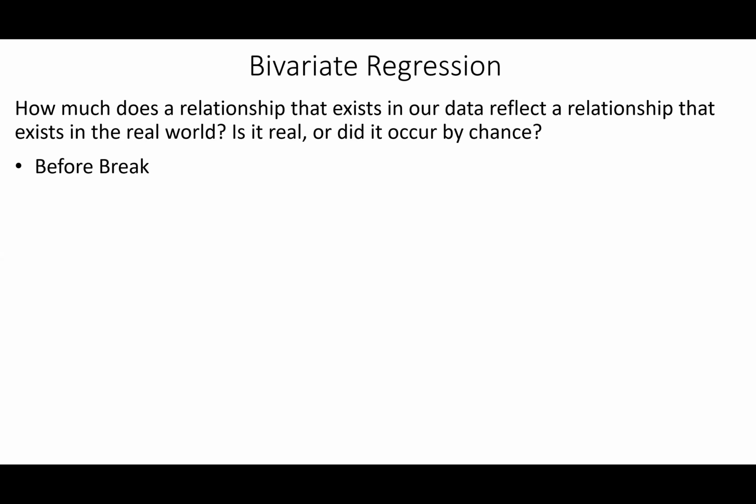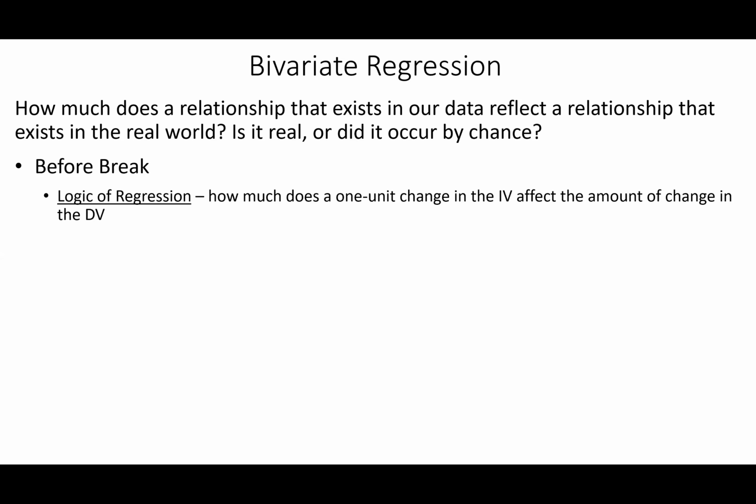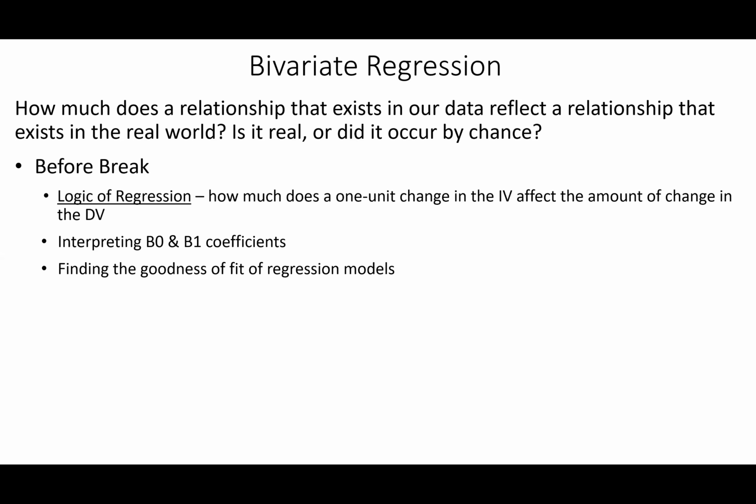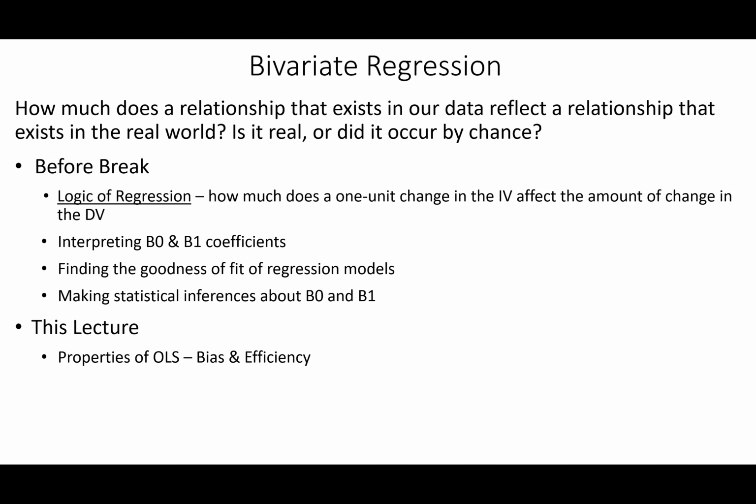In the vein of answering this question, prior to our spring break, we covered the logic of regression, specifically how much a 1-unit change in our independent variable affects the amount of change in our dependent variable. We then talked about how to specifically interpret these beta 0 and beta 1 coefficients. We talked about finding the goodness of fit of our regression models using the R-squared statistic. And then we went through an entire exercise of making statistical inferences about beta 0 and beta 1 in order to support or disprove our hypothesis. What we're going to do in this lecture is cover the properties of ordinary least squares regressions, OLS. Specifically, we're going to talk about bias and efficiency.